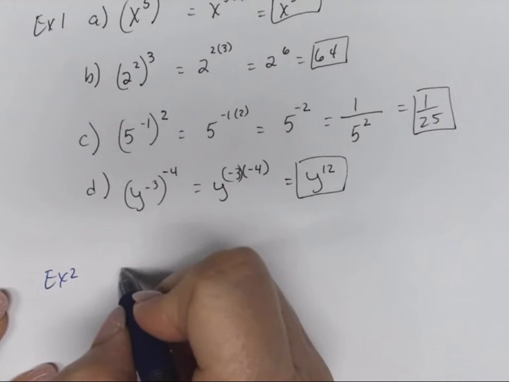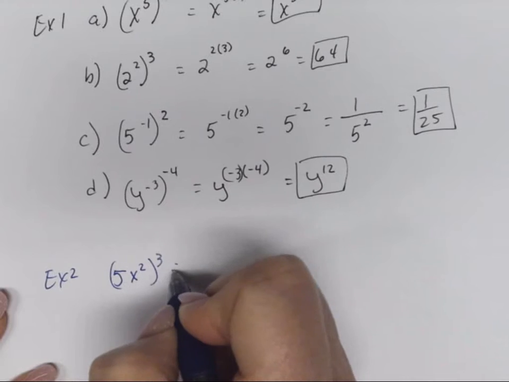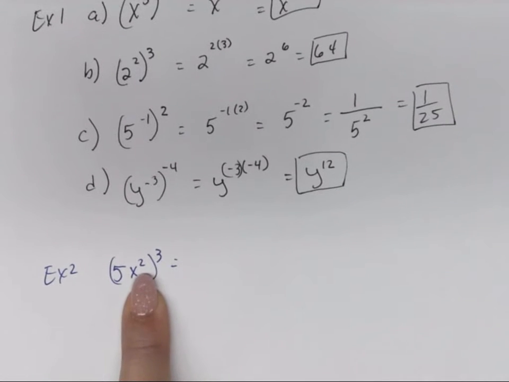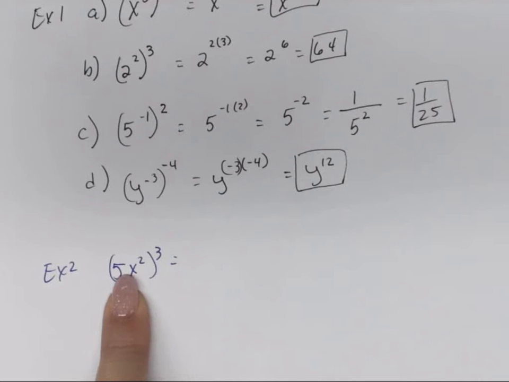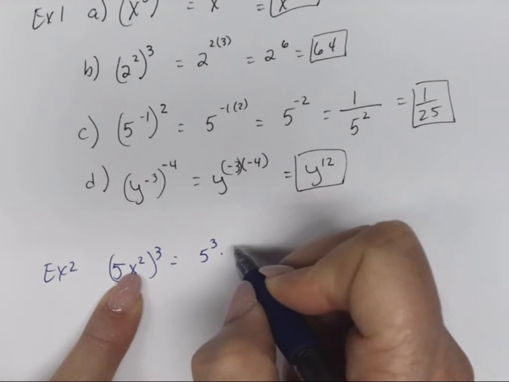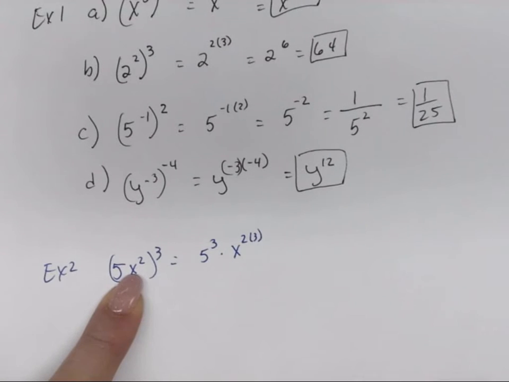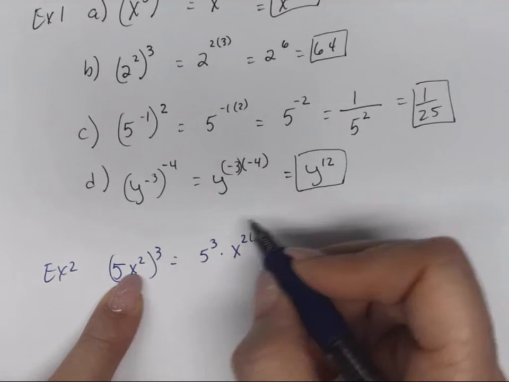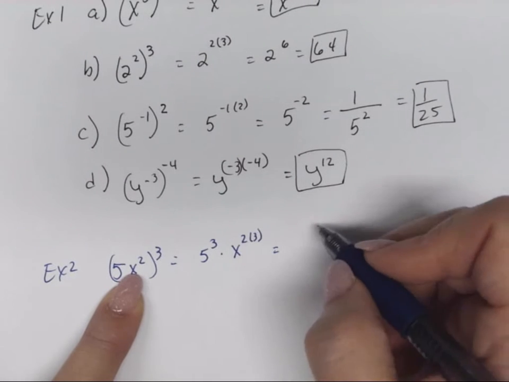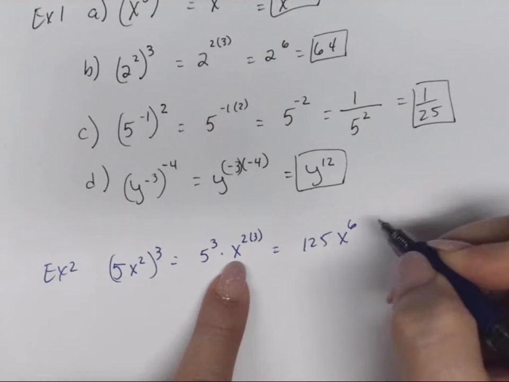So if we have 5x squared raised to the 3rd. Now notice that this has an exponent. This one doesn't already have one. So this will just be 5 to the 3rd, and it'll be multiplied by x to the 2 times 3, because that 2 is only on the x, the variable. So 5 cubed will get us 125, and this will be x to the 2 times 3 is 6.